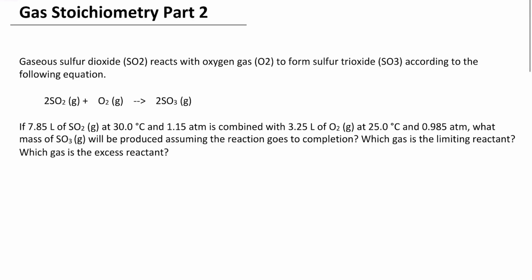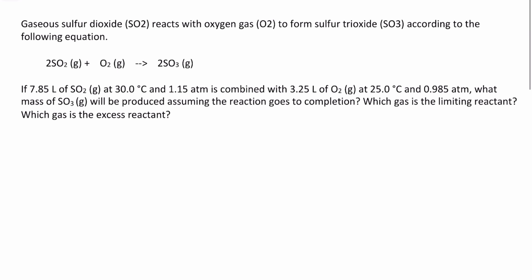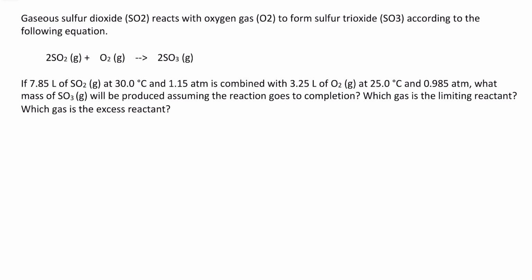This is gas stoichiometry part 2. So our prompt says gaseous sulfur dioxide reacts with oxygen gas to form sulfur trioxide according to the following chemical equation. So if 7.85 liters of SO2 at 30 degrees Celsius and 1.15 atm, so let me color code that information for SO2, is combined with 3.25 liters of oxygen gas at 25 degrees Celsius and 0.985 atm, what mass of SO3 will be produced, assuming the reaction goes to completion, and which is the limiting reactant and which is the excess reactant.